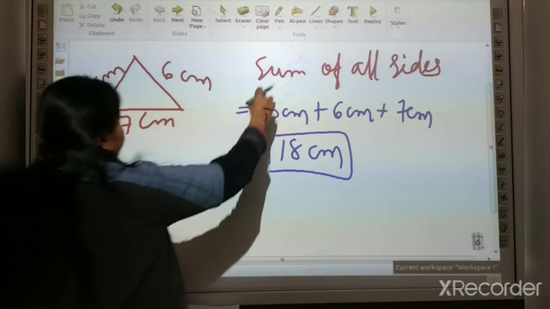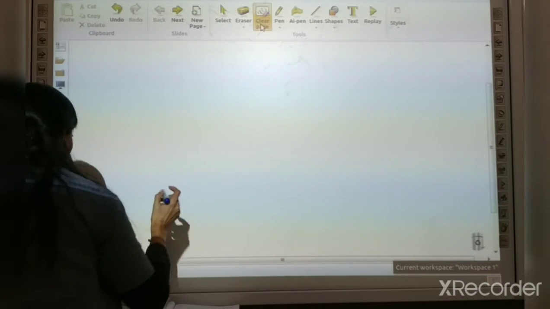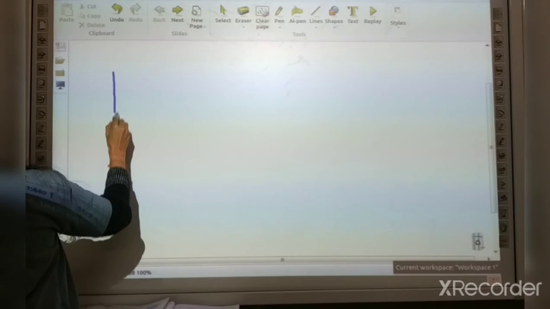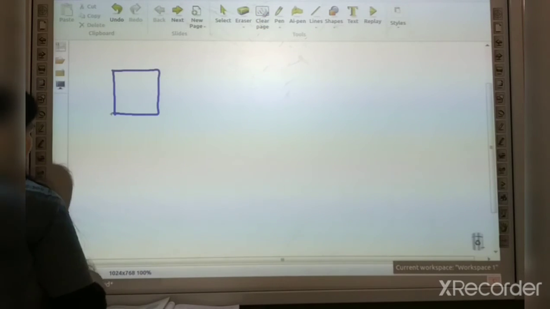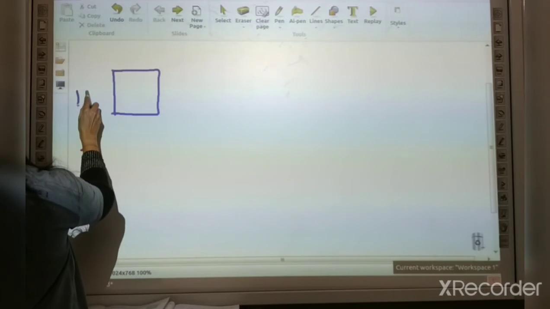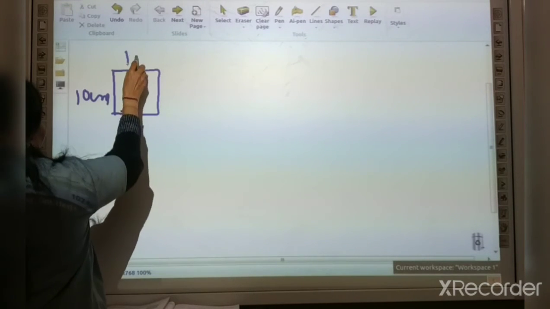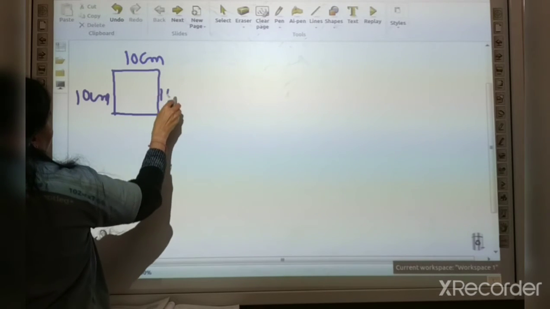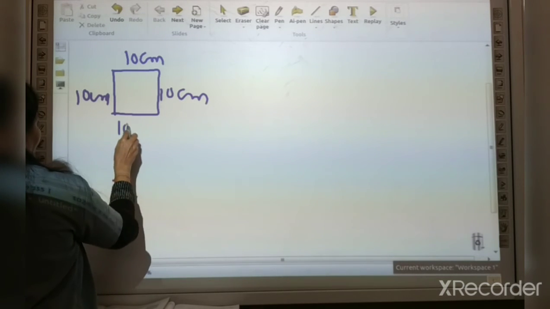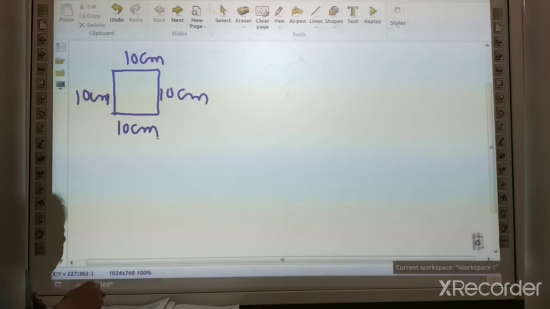Now, square. So you know very well in a square all sides are equal. 10 centimeter. So all sides are 10 centimeter. So, perimeter of square.